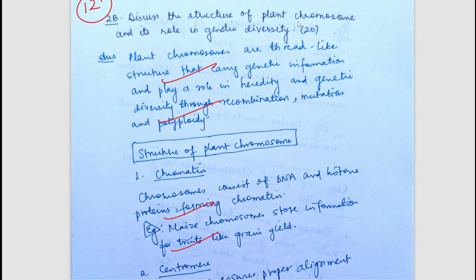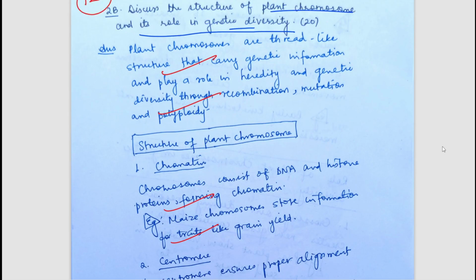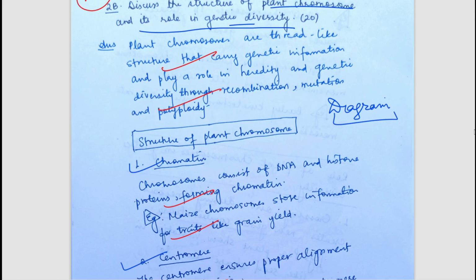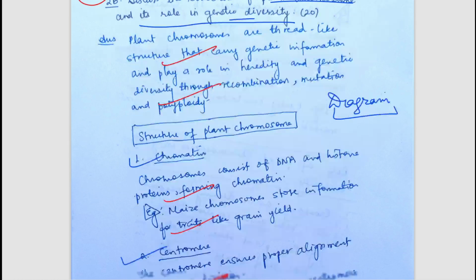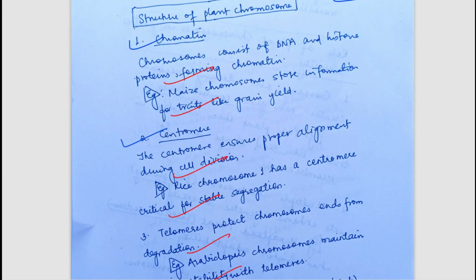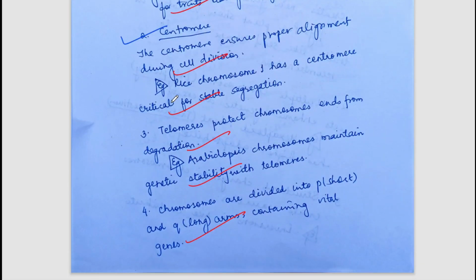The next question is, discuss the structure of plant chromosome and its role in genetic diversity. When you see the plant chromosome, a diagram of the chromosome could be made highlighting the different parts. The student has mentioned chromatin, centromere, so these could be highlighted in a simple diagram of the chromosome. That would have been a better answer and would have enhanced the marks. Although it is fair, you can add it if you have time. So there is chromatin, there is centromere, there is telomere. It is divided into P and Q, where P is the short arm and Q is the long arm.